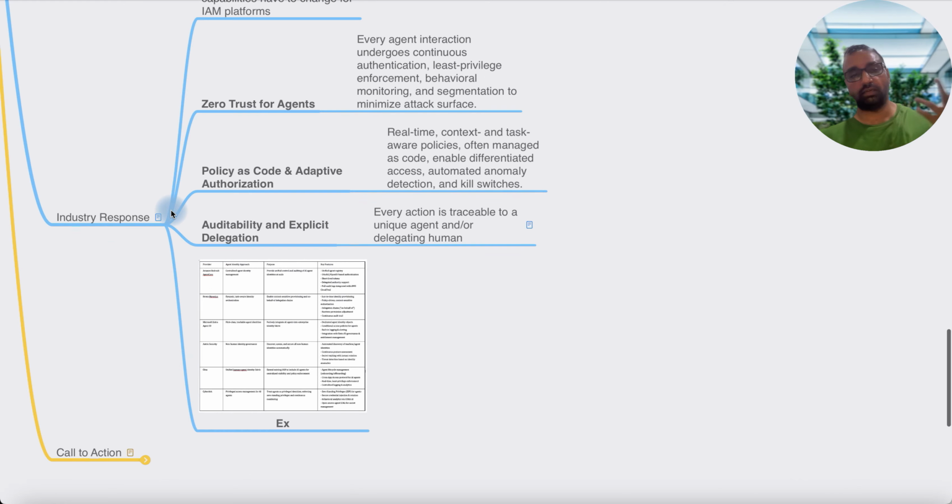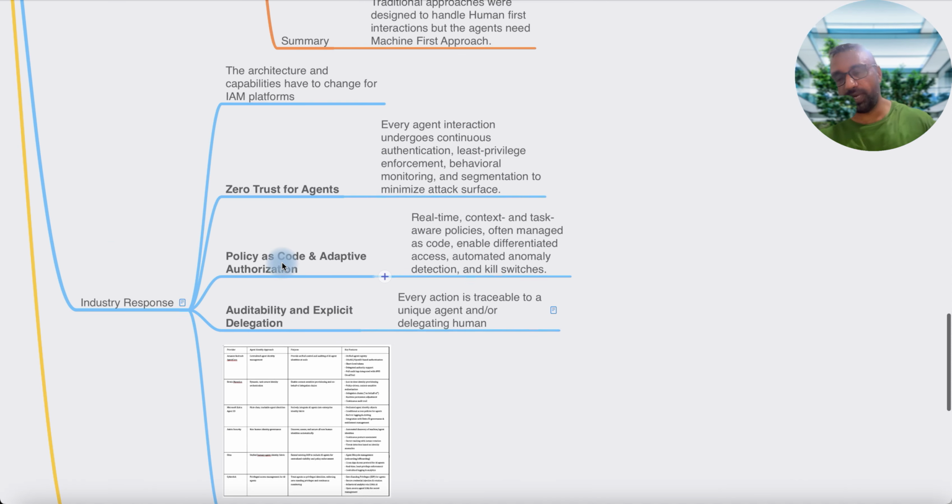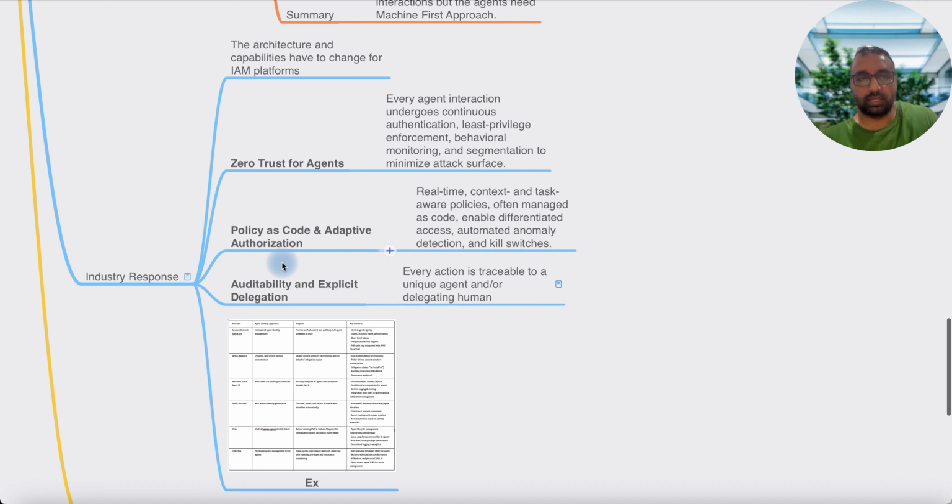Now, while we have spoken about the issues, let's look at how the industry is evolving. For the past 2 years, I'm noticing a trend in the identity security space, where the entire architecture and capabilities are getting recreated and redesigned, and the core concepts are these. One is zero trust for agents, which means every agent interaction goes through continuous authentication, least privilege enforcement, behavioral monitoring, and segmentation to minimize attack surface.